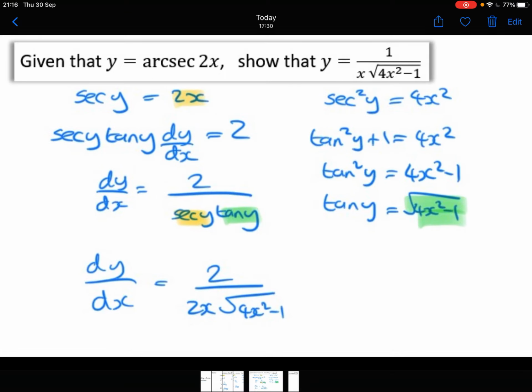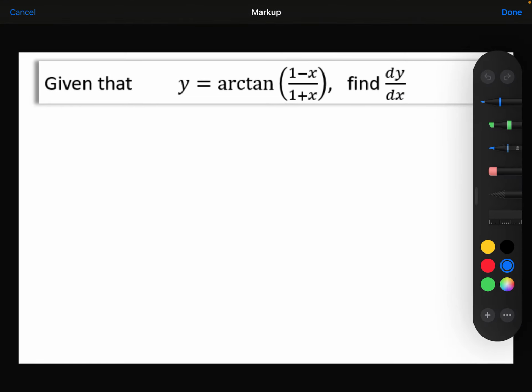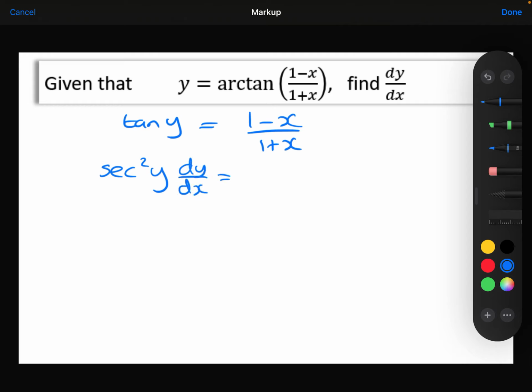Last example. Given that y equals arctan of 1 minus x over 1 plus x. Take tan of both sides, and we get that. Excuse me. Differentiate both sides. So I'm going to differentiate tan y to give sec squared y. That's it differentiated with respect to y, times it by dy by dx.